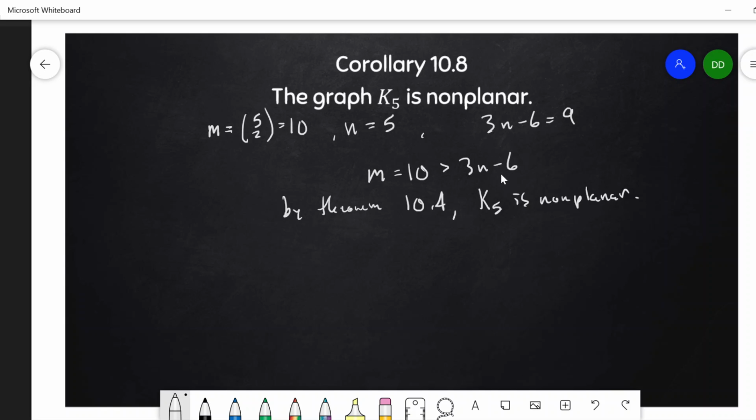Of course, since K5 is a subgraph of any larger complete graph, as a consequence of this, Kn is non-planar for each n greater than or equal to 5. So this gives us an infinite class of graphs that are non-planar, in particular all of these complete graphs for n at least 5.